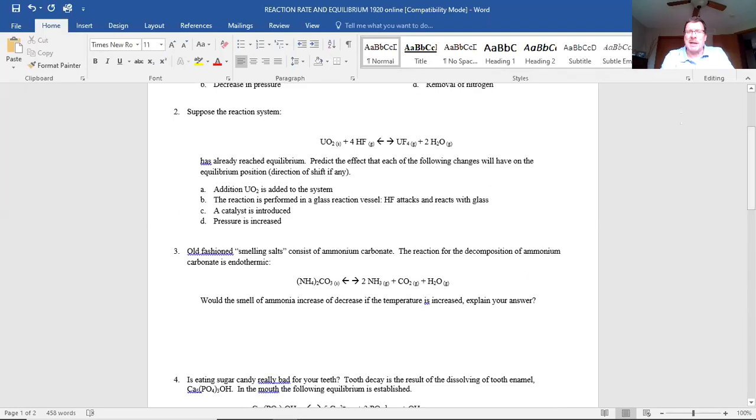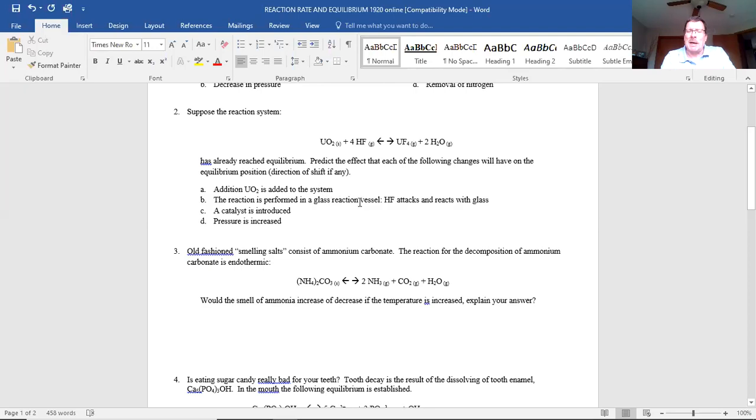Really it was the same thing here with the uranium oxide extravaganza. Again, is the direction going to shift to the left, shift to the right, or have no change? So here, if we add some more uranium oxide, well, uranium oxide's on the left, it's going to shove it towards the right. So A was right.